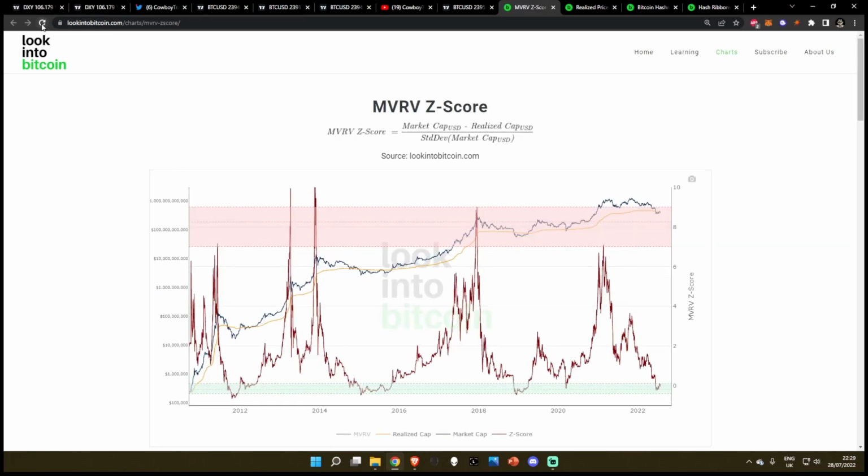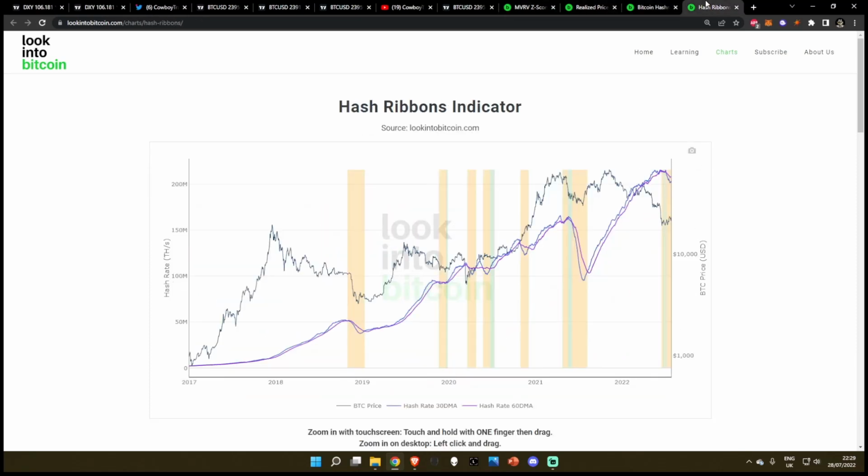Once you do push to the upside of things like the Z-score and the hash ribbons, then that is probably the time to have a very, very nice DCA order. This is what I'm going to be doing.